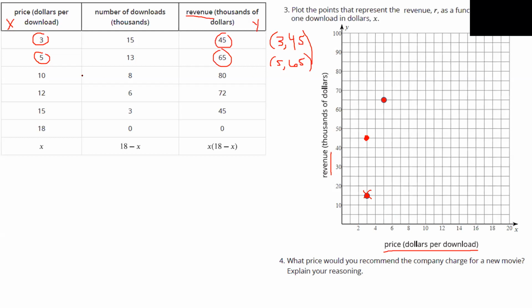Okay. The next point would be 10 comma 80. So we go to 10, x equals 10, y equals 80, which is right there. Then we have the next point, 12 comma 72. So 70 is right here, so 72 will be a bit further. Then 15 comma 43 is about right there. And then finally 18 comma 0 is right there. So this was a mistake, sorry. The point is actually this point right there.